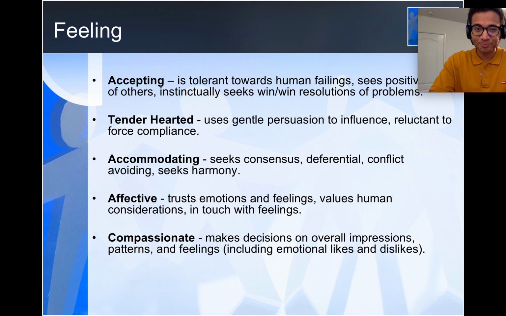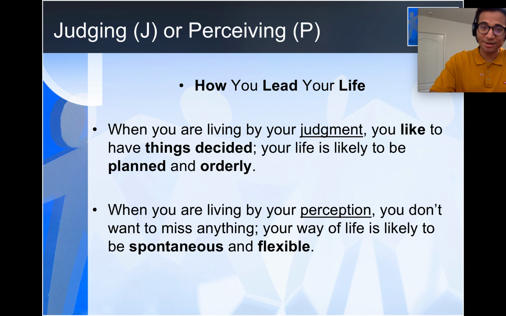So that's the F. The last letter, guys, is how you lead your life. When we say that, it means in terms of do you like to have a game plan and have things decided, or you just go fly off the cuff and just go like spontaneous. So the first one is J, which is judgment. You like to have things decided. Your life is likely to be planned and orderly.